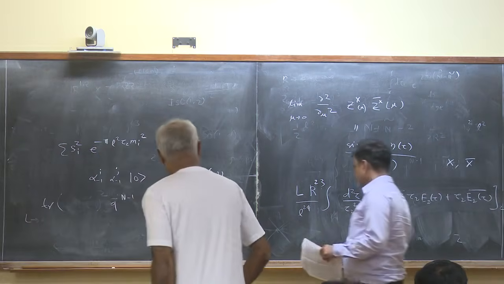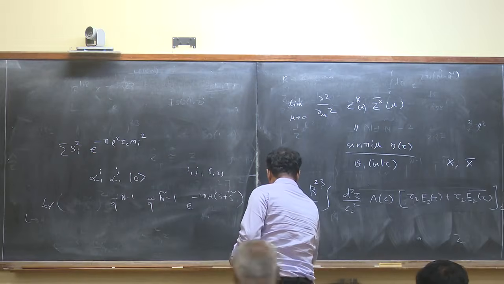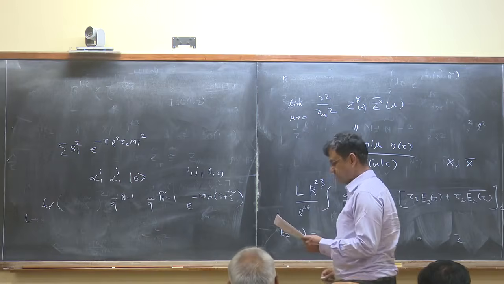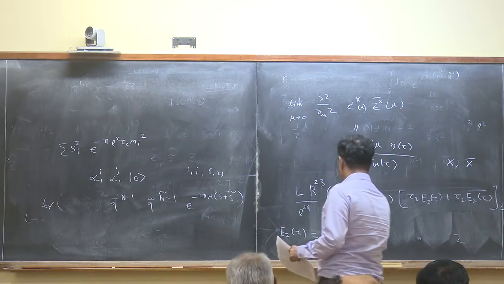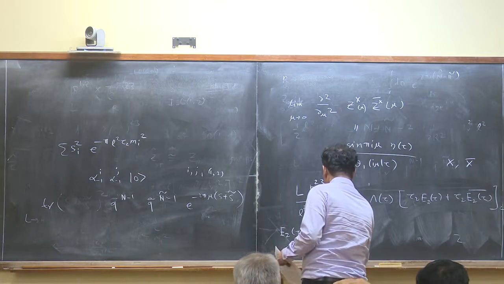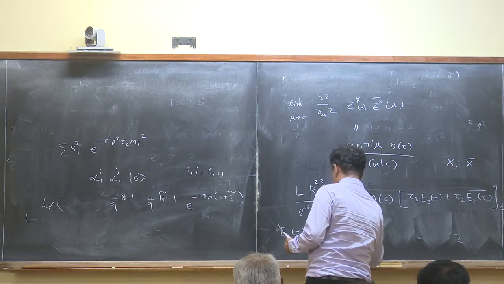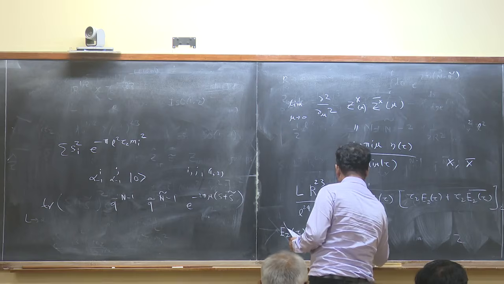Where e2 tau is a quasi-modular form, it's known as the second Eisenstein series. But I just want to write to you, it's like a derivative of the eta function, or the 24th power of the eta function.